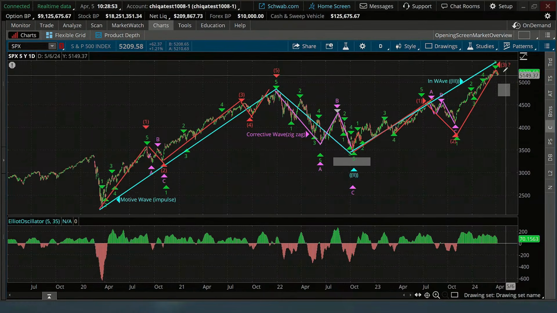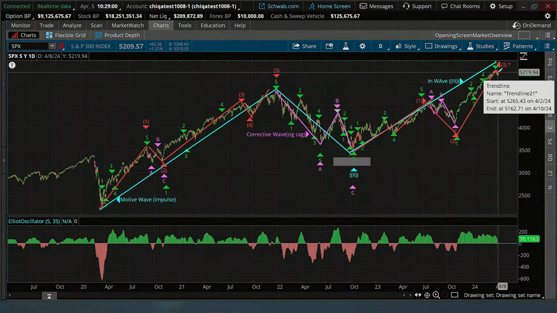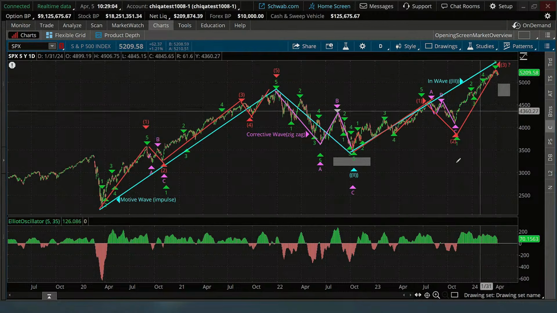All right. The question is, are we entering wave four now? So does that mean that we are setting up for a correction? Yesterday, it started to feel that way, didn't it? Right?